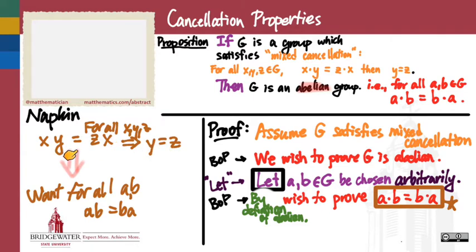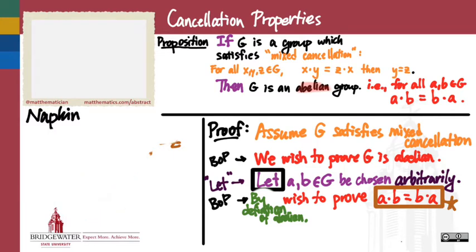What I want to do is use that property to tell me something about this equation, AB equals BA. So let's see, over here on our napkin side, my napkin has this equation on it, AB equals BA, and maybe a question mark off to the side. So how am I going to establish this?